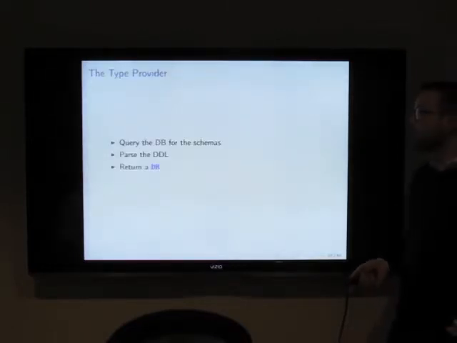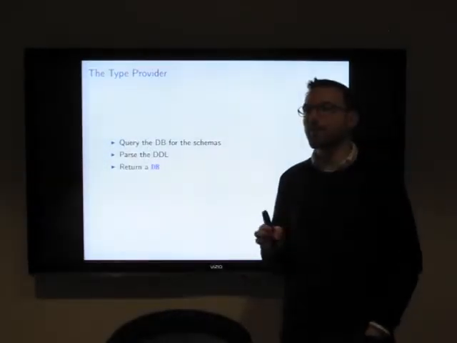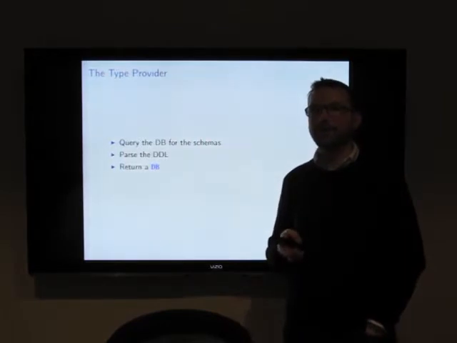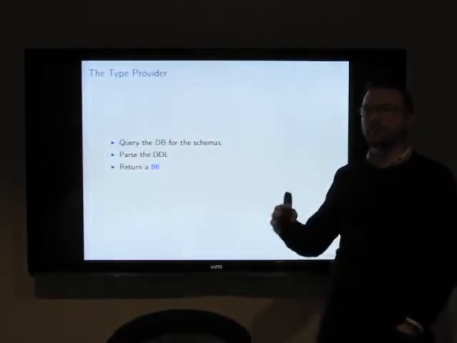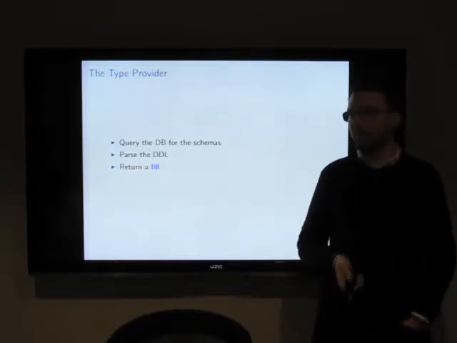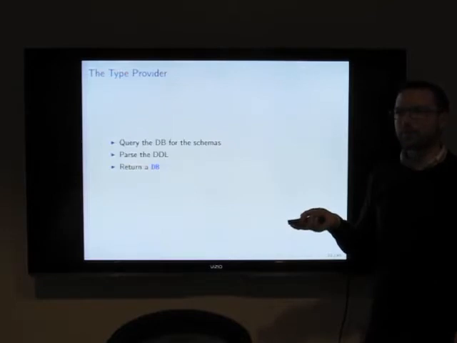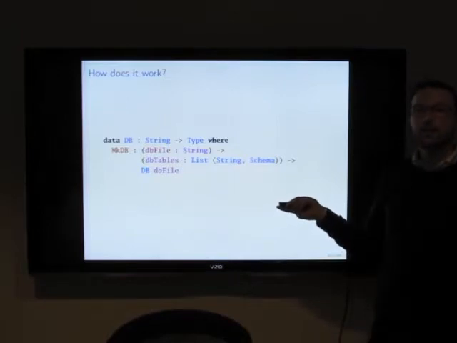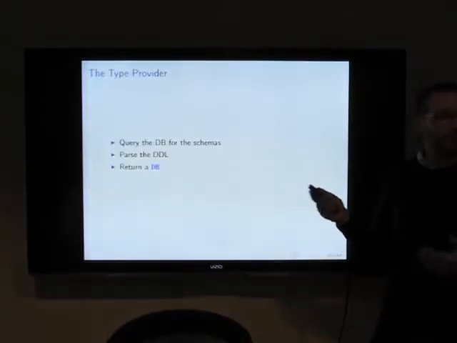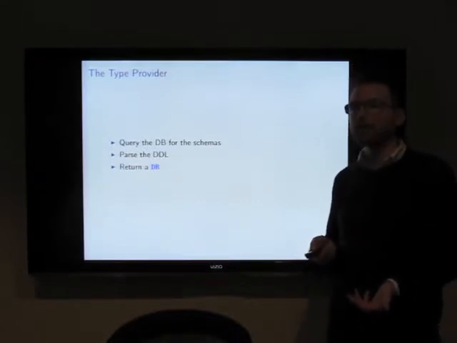Okay. So what that type provider does is it then goes out, it does the exact same query you saw me type in, select SQL from SQLite underscore master, and then it parses each of the return schemas in this sort of data description language, and then finally it returns an instance of DB, where, if you remember, DB was this data type right here. And that gets spliced into the resulting module, so I can statically check my schemas.